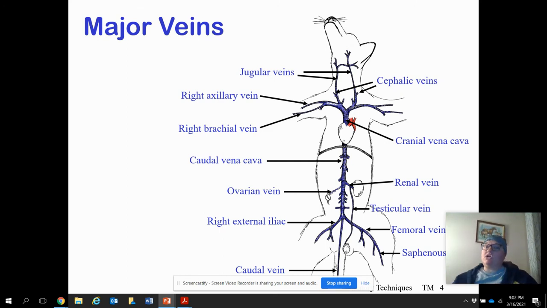All right, let's talk just a little bit more about veins. So veins carry deoxygenated blood towards the heart. So it's carrying deoxygenated blood towards the heart. It is also a low pressure system.